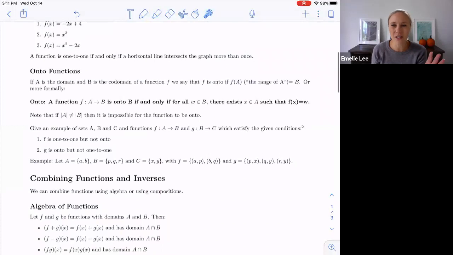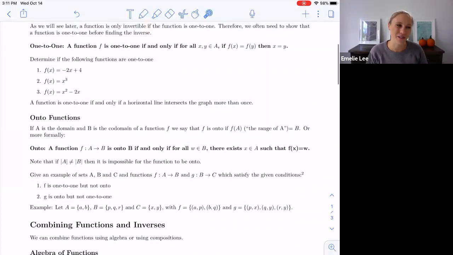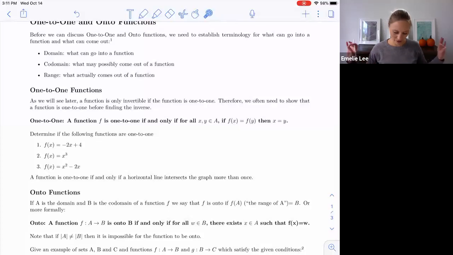Specifically for the onto stuff, the internet is not very helpful for simple onto things, and that's just because we don't typically deal with onto functions in a simple setting. So you might be disappointed with how little we talk about onto functions. But anyways, one-to-one functions.